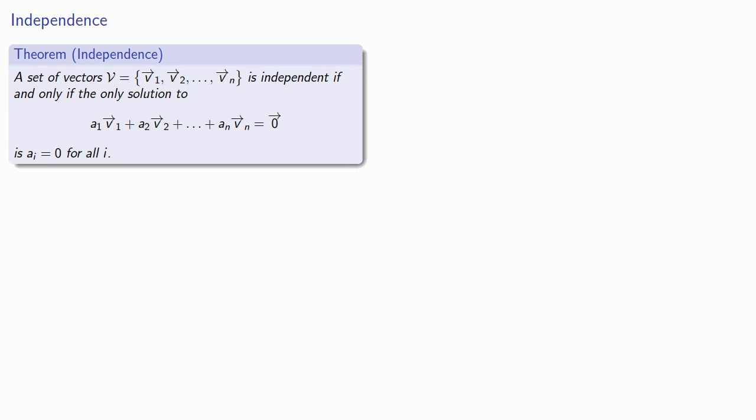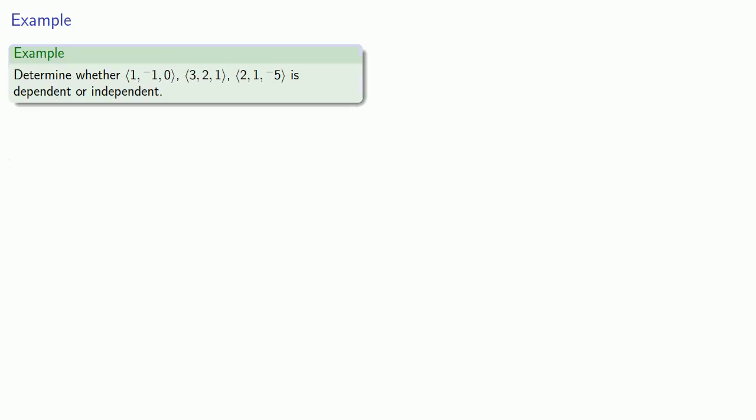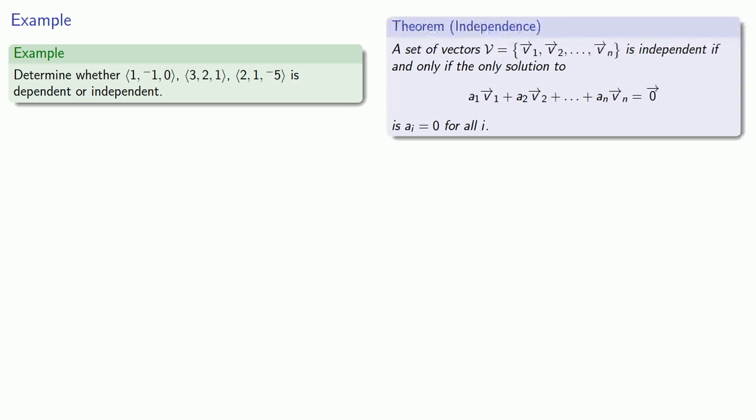A set of vectors is independent if and only if the only solution to the linear combination equal to 0 is to have all of the coefficients equal to 0. This means that we can determine if a set of vectors is independent or dependent by solving a system of equations. For example, suppose I have a set of vectors and I want to determine whether this set of vectors is dependent or independent. So our theorem says that we can determine this by looking for the linear combinations that give us the 0 vector.